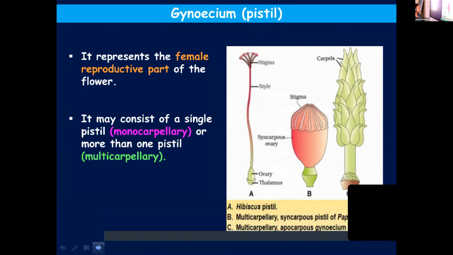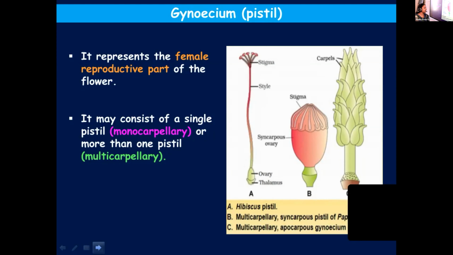Both are same. Sometimes it will have just a single pistil. Only one pistil or carpel, then you call it monocarpellary. But at the same time, there can be more than one pistil or carpel, then you call it multicarpellary. Single carpel, monocarpellary. Many carpels or pistils, multicarpellary. So the first one, what you see is hibiscus. Hibiscus is an example for monocarpellary pistil, just one pistil.